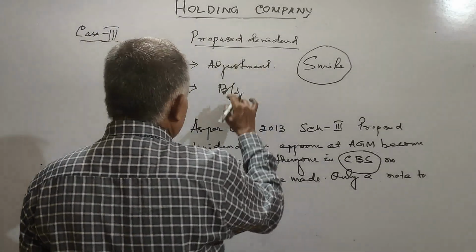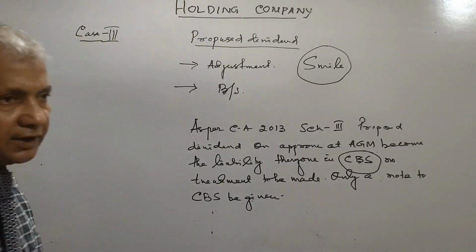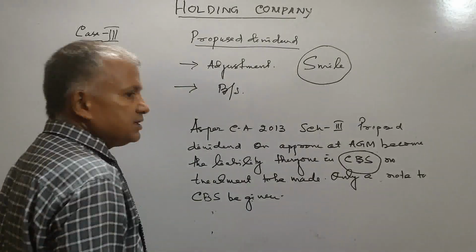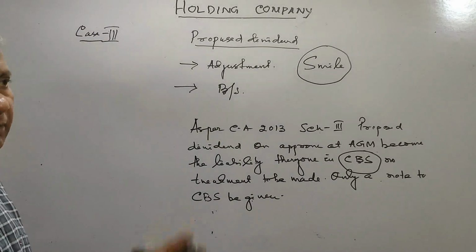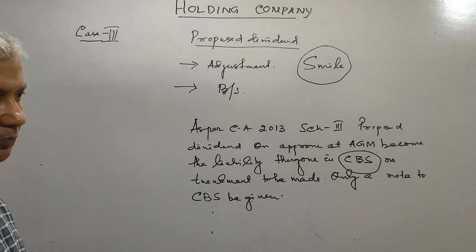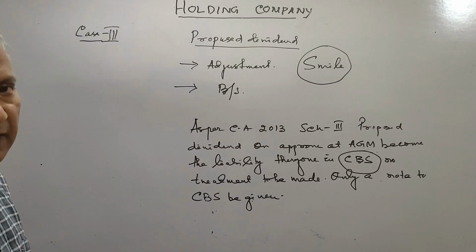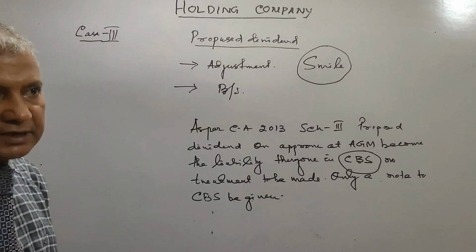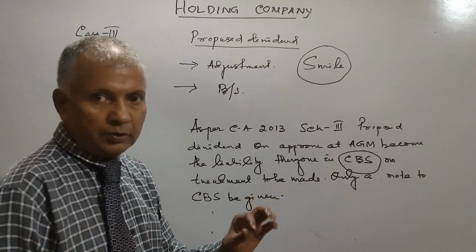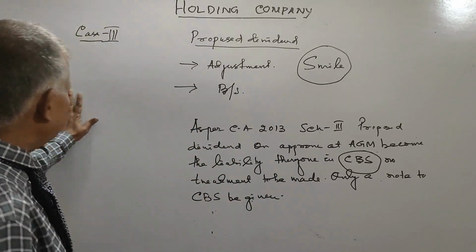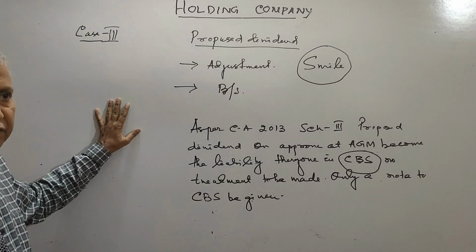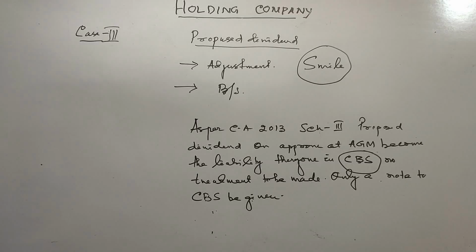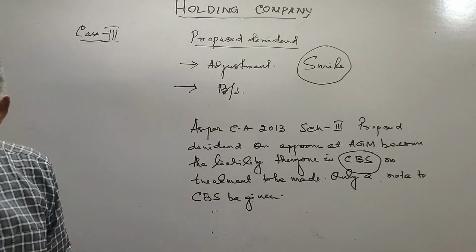Suppose the proposed dividend is not given in adjustment, it is given in the balance sheet, please keep it as it is. Holding company proposed dividend, subsidiary proposed dividend, you just add these two and put it on the liability side, don't touch it, don't do anything, just keep it on the liability side of the balance sheet because it is given in the balance sheet. Right? So this is all about your dividend.